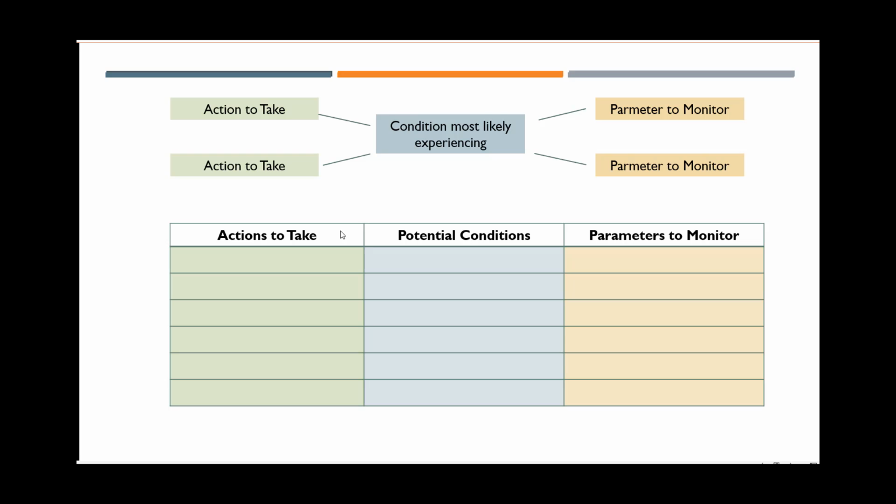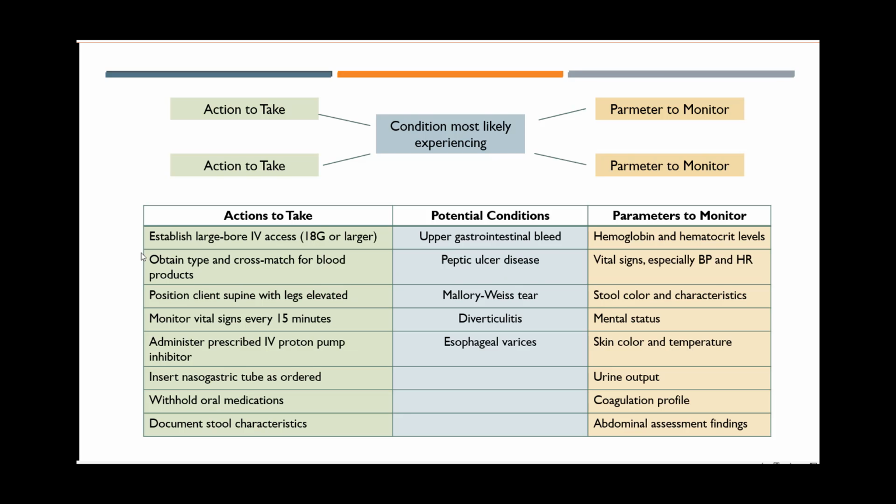So again, we're going to be looking at this scenario with what we just read, and we're going to go ahead and try to match all these boxes. So potential conditions, we're going to start here. We're going to start in the middle of the bow tie. So our choices are upper gastrointestinal bleed, peptic ulcer disease, Mallory-Weiss tear, diverticulitis, or esophageal varices.